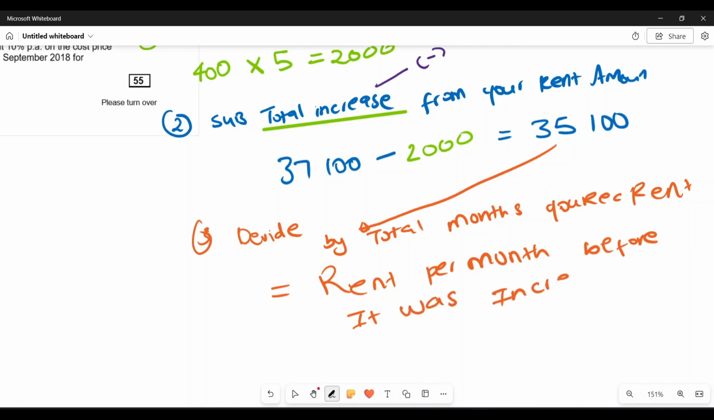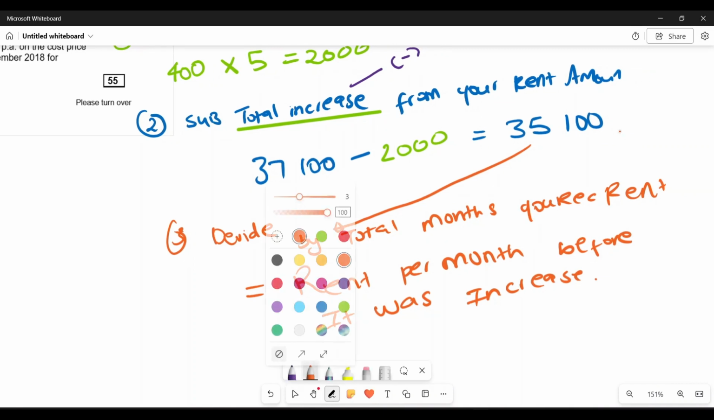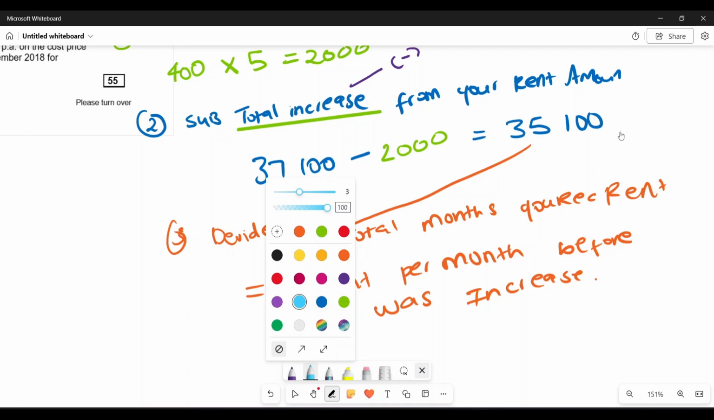So always follow these steps because this transaction would always be there with regards to rent. You need to divide this by the total months you receive rent for. And what is it that you're going to find when you do that? You're going to find your rent per month before it was increased.